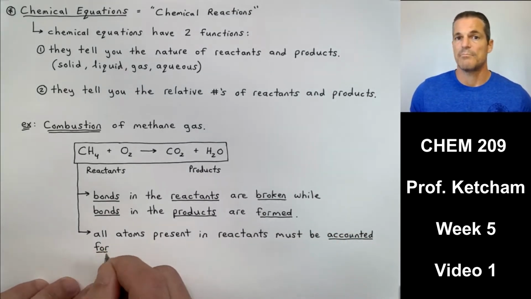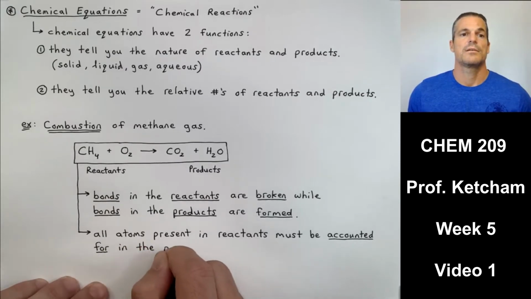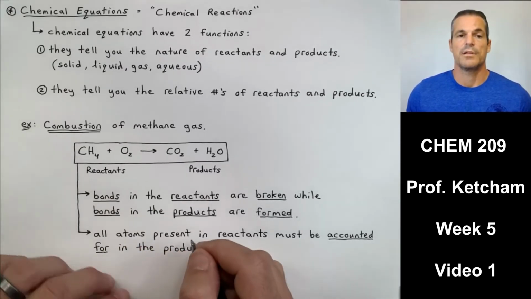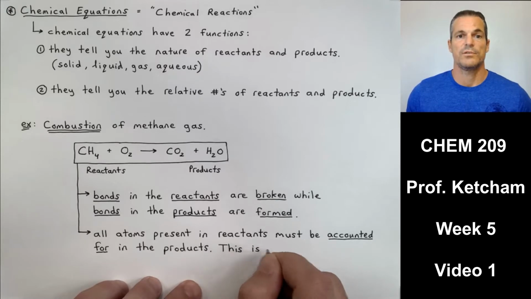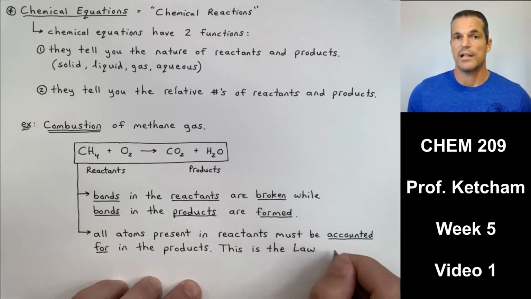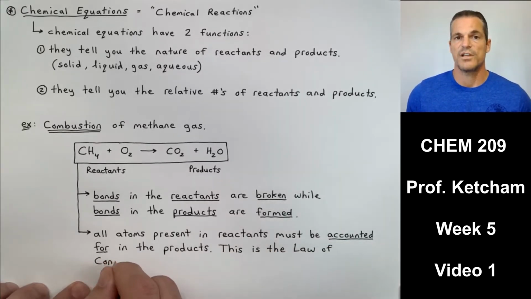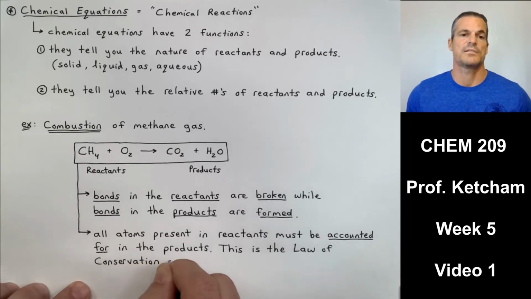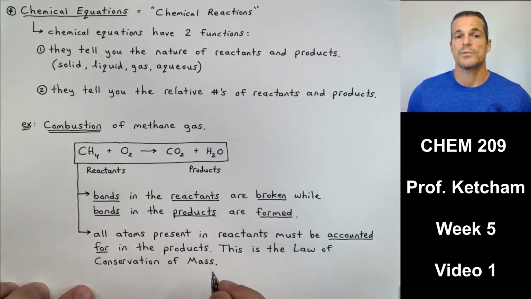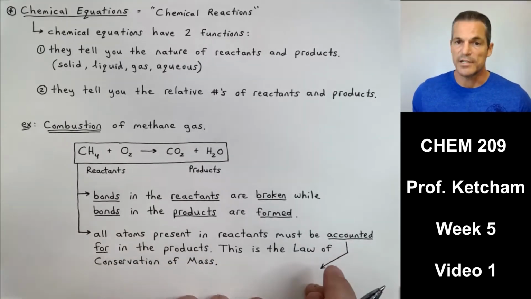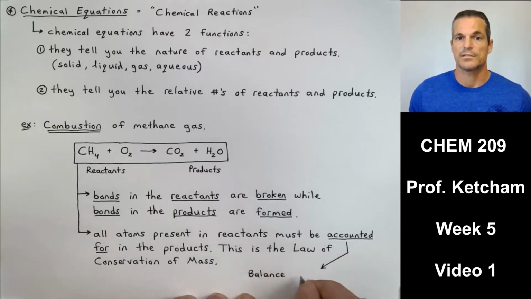So we're going to have to end up balancing this reaction for methane in the presence of O2 yielding CO2 and water. We have to balance this. The law of conservation of mass requires that we balance this. So it says all atoms present in the reactants must be accounted for in the products. And to do this, we have to balance the equation.